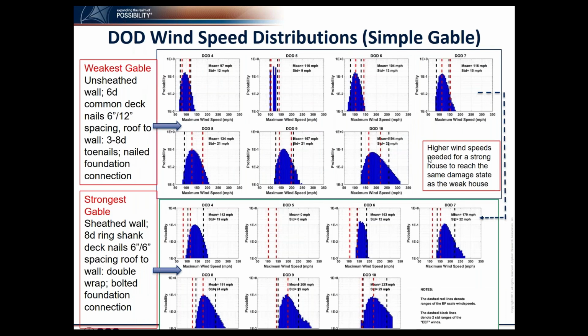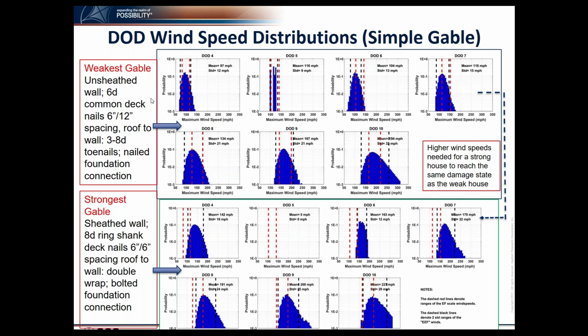This slide shows two wind speed distribution plots for two house cases, and we are only showing 7 DODs here. The weakest gable case has unsheathed walls, weak toenails, and the foundation is nailed. The strongest gable has a sheathed wall, a very strong roof-to-wall connection, double wrap, and the foundation is bolted.